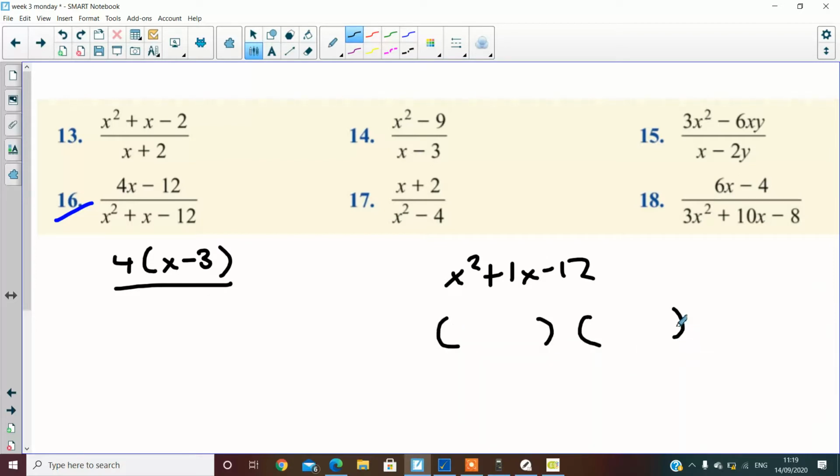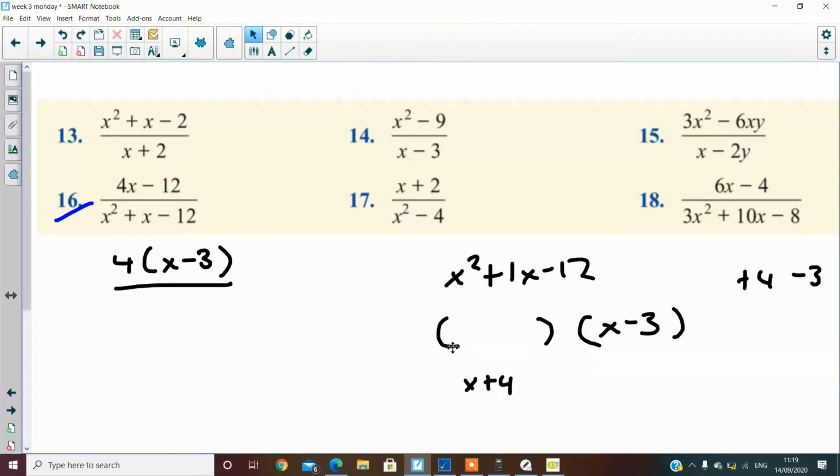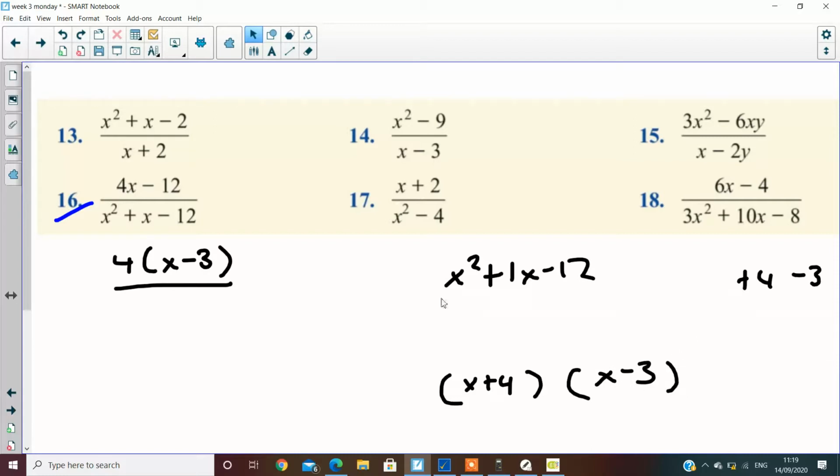Two numbers that multiply to give you minus 12, but add to give you 1. Plus 4 and minus 3. You don't have to do it the long way, do you? You can just lob in the answer when it's just an x squared. But to keep everything the same, we'll do it the long way. Eventually you'll learn that when it's an x squared, you can go directly into the answer.